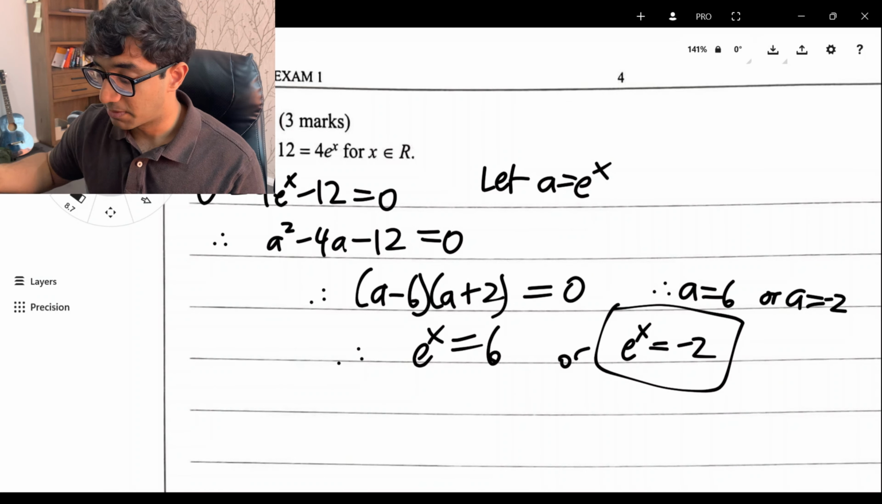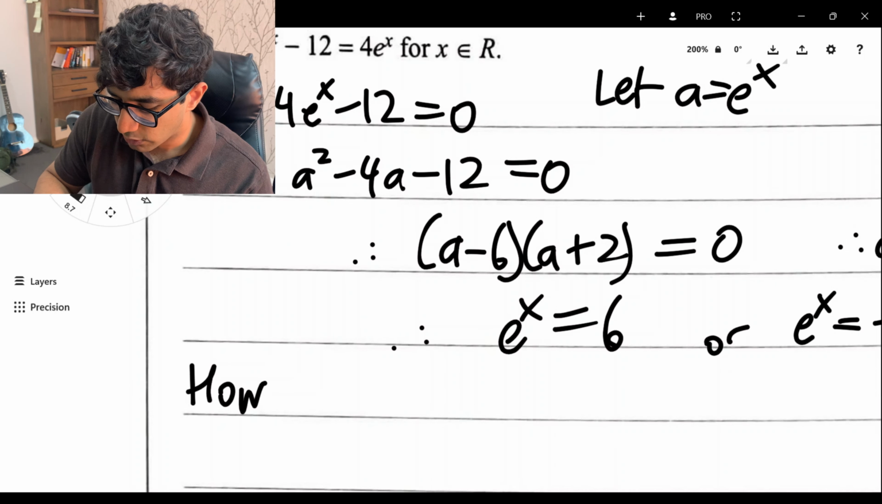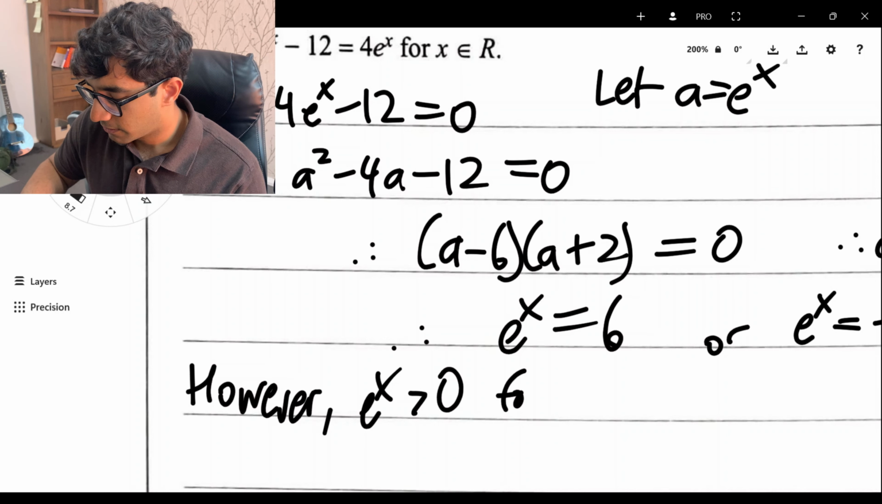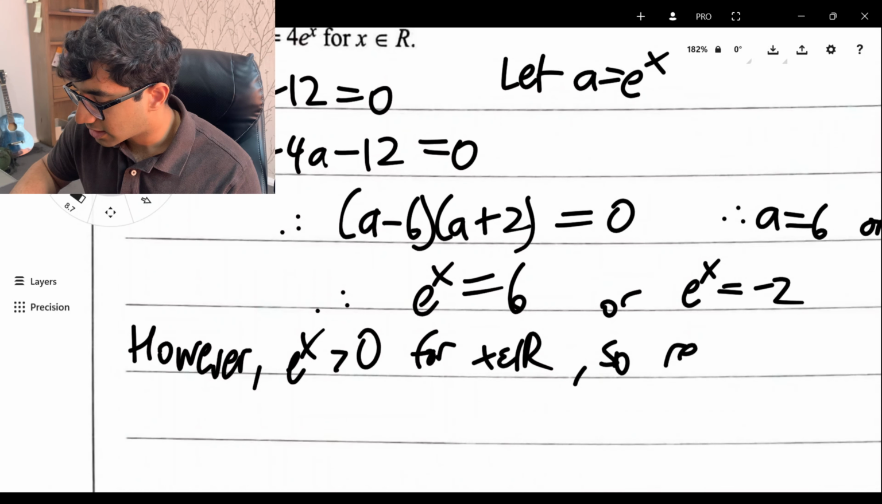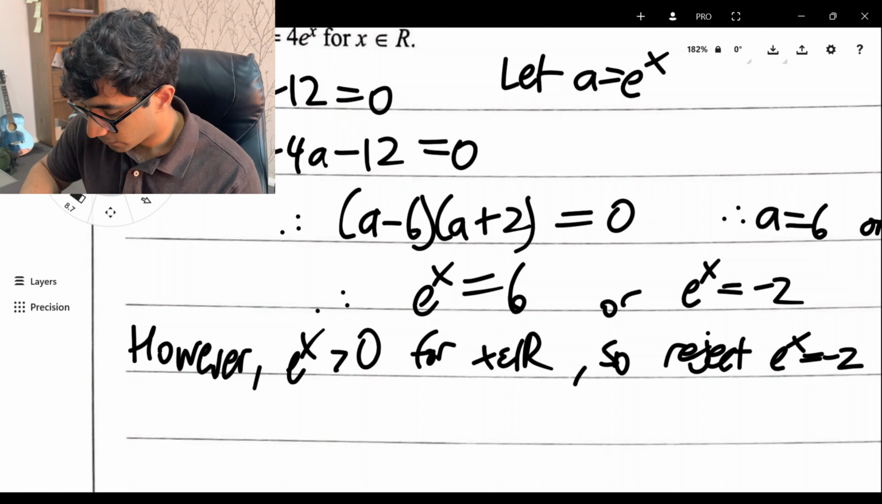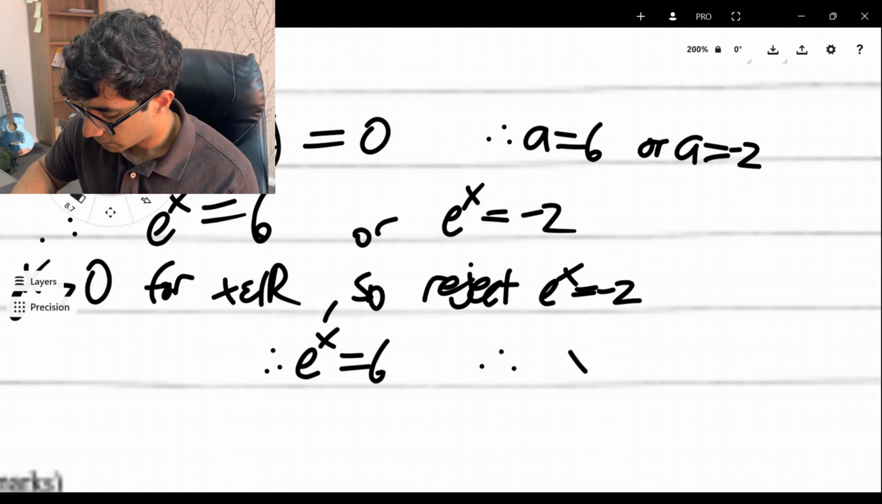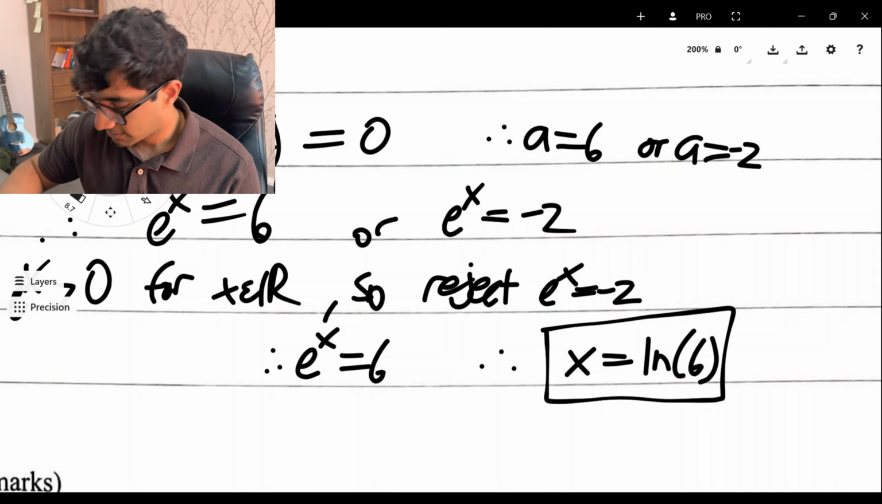Hopefully you guys realize that e to the power of x cannot equal minus 2. This is what I like to write out. However, e to the power of x is greater than 0 for all real values of x. So we're going to reject e to the power of x equaling negative 2. Therefore, we get e to the power of x equaling 6. And finally, x is equal to natural log of 6. And there you go, that's your answer.